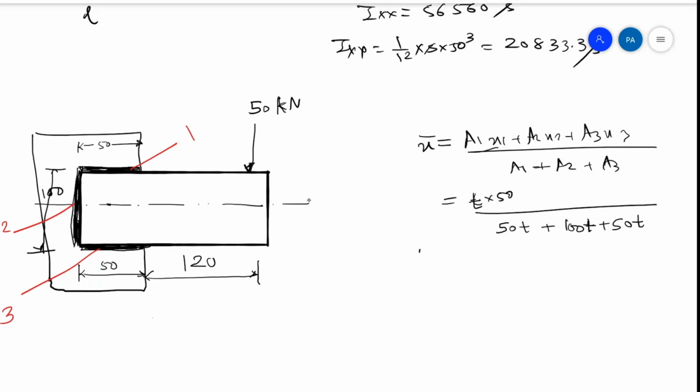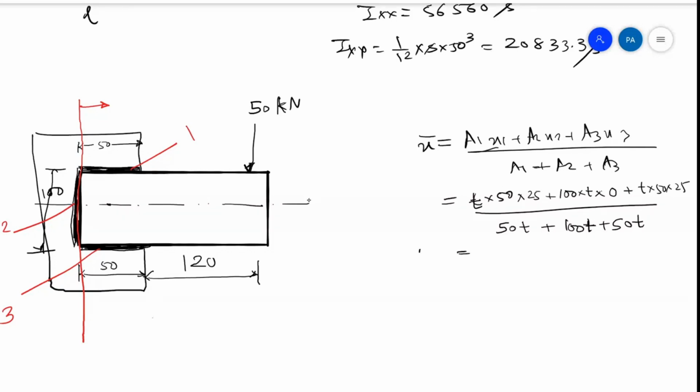Sir, the center of the first weld, 25. 25, correct. And where are we going to find it from? We are going to find it from here. So from this point, we will get the CG. So this will be how much? Into 25. Plus A2 is what? 100 into T into what will be the distance? X2 will be 0, correct? Plus A3 is again the same, T into 50 into 25.